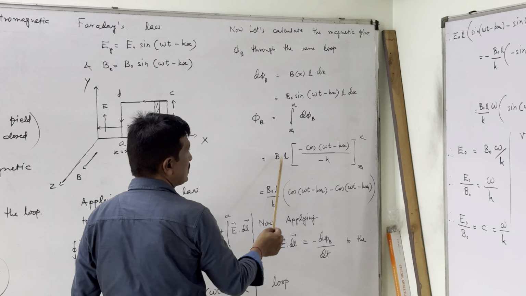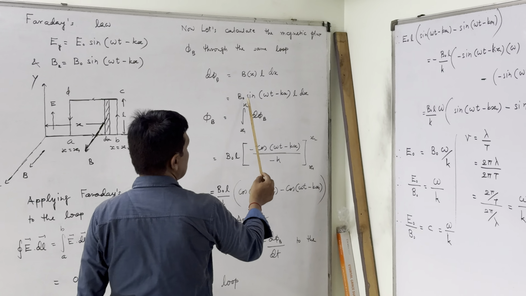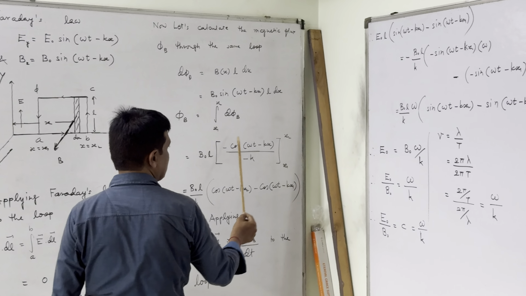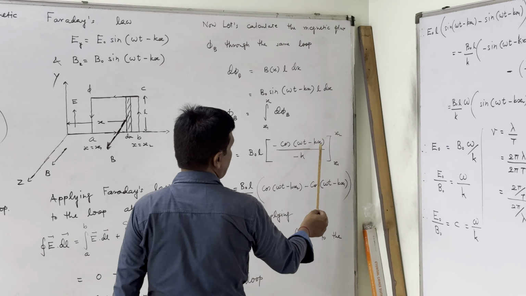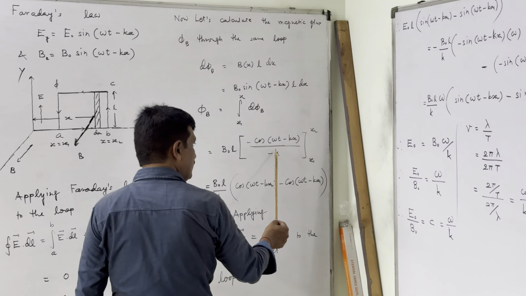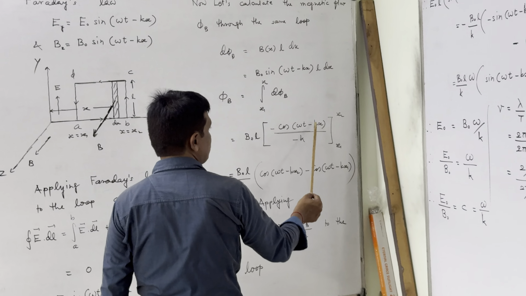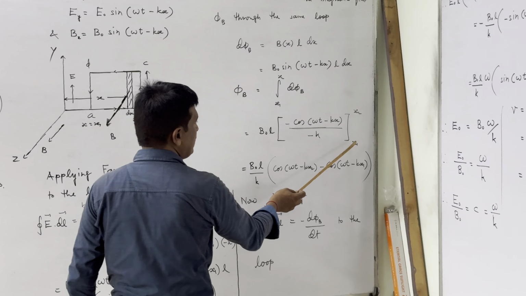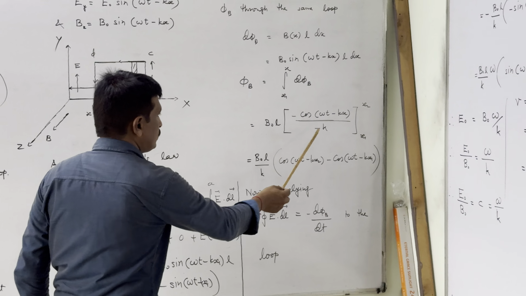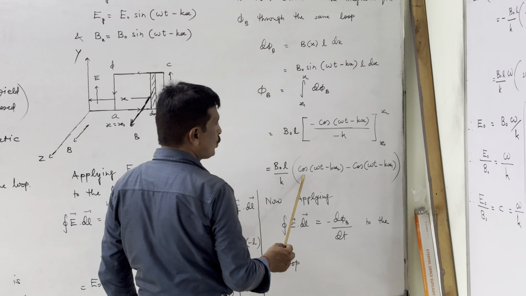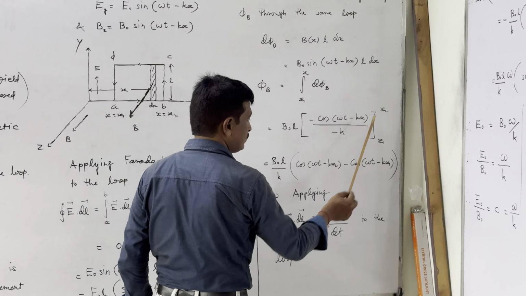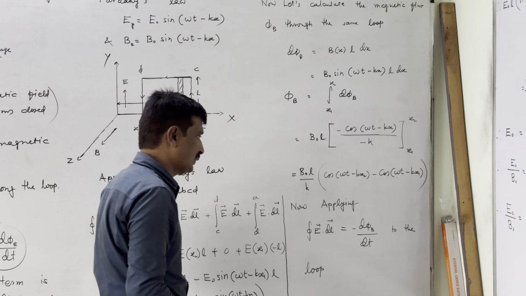B naught is constant, L is also constant. We know that the integration of sin(omega t minus kx) with respect to x is minus cos(omega t minus kx) times 1 by minus k, with limits x1 to x2. So it gives plus B naught L by k times cos(omega t minus kx2) minus cos(omega t minus kx1).